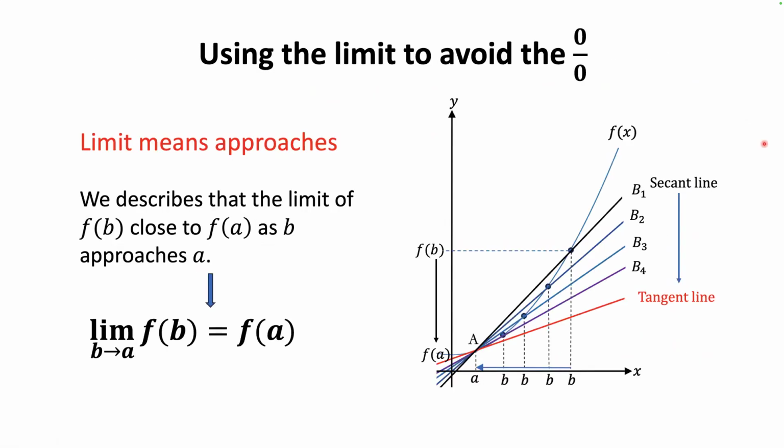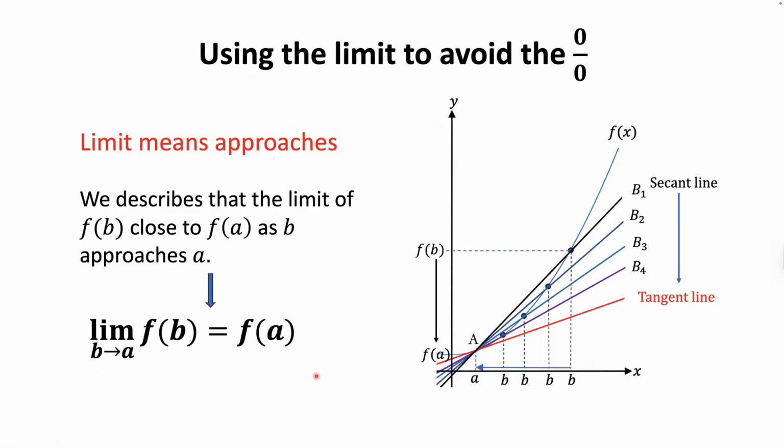Mathematicians employ a powerful concept called a limit to avoid the indeterminate form 0 over 0. Limit means approaches. When you see that the secant line slope is close to the tangent line, such as b1, b2, b3, b4, etc., the x-coordinate b is close to a. It means that when the secant line slope is close to the tangent line, b is close to a. We can express this situation simply using a limit, since b approaches a and f(b) is close to f(a). This can be expressed as the following symbols with a limit.